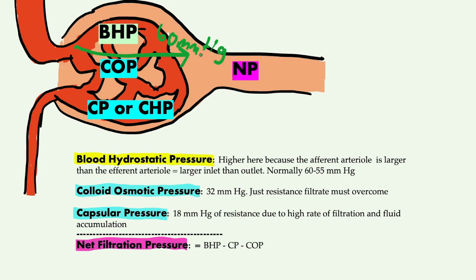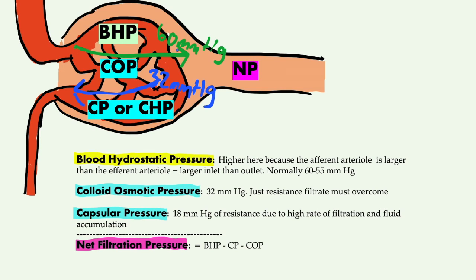It's 60 millimeters of mercury because the afferent arteriole is larger than the efferent arteriole, which basically means that there's a larger inlet than an outlet. It's normally 60 to 55 millimeters of mercury. Next we have colloid osmotic pressure, which is usually 32 millimeters of mercury. And this is just resistance that the filtrate must overcome.